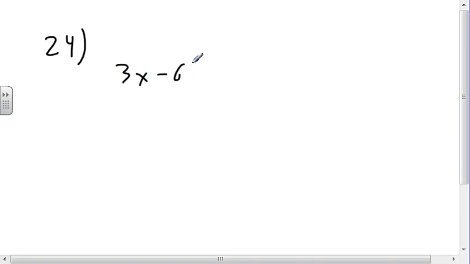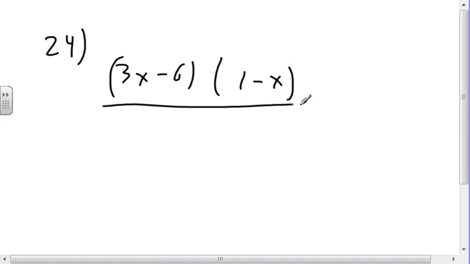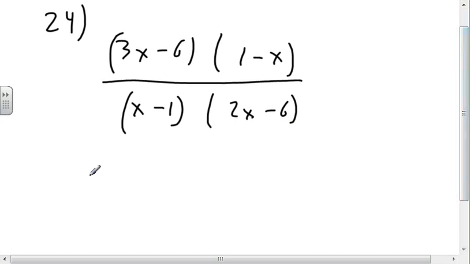3x minus 6 over 1 minus x. What the heck's x? Oh, we don't know. I remember: x minus 1, 2x minus 6. Find the values of x that make it indeterminate. Okay, so now I need an x where I get a 0 on the top and a 0 on the bottom. All right, so that's what I'm looking for.